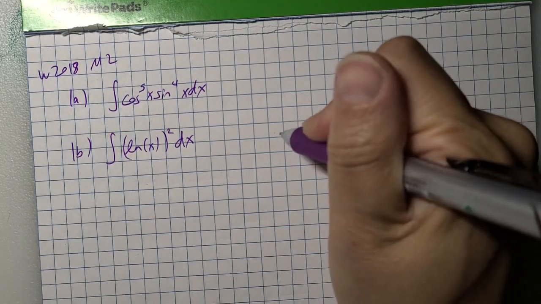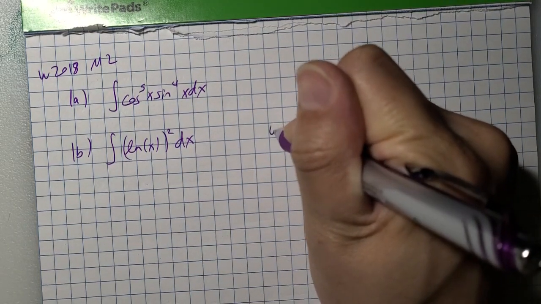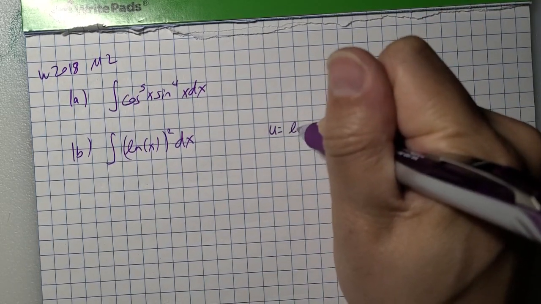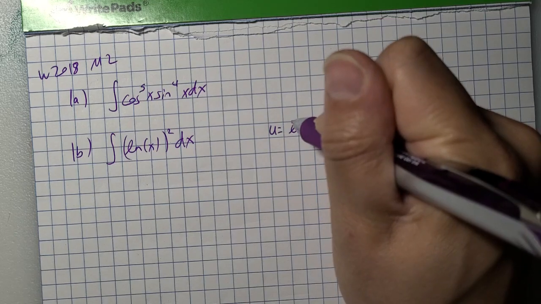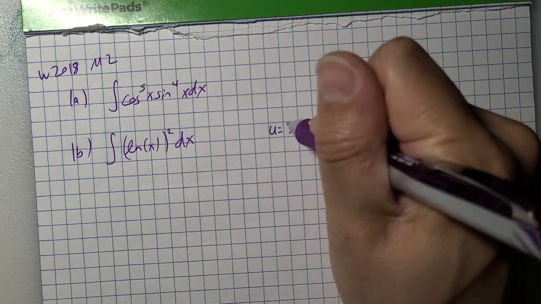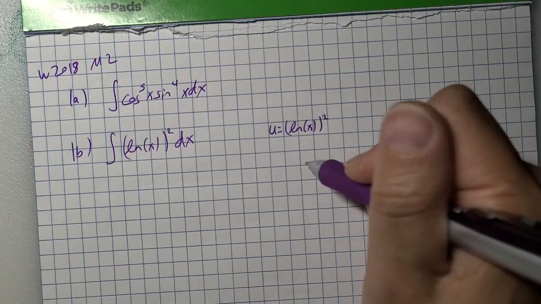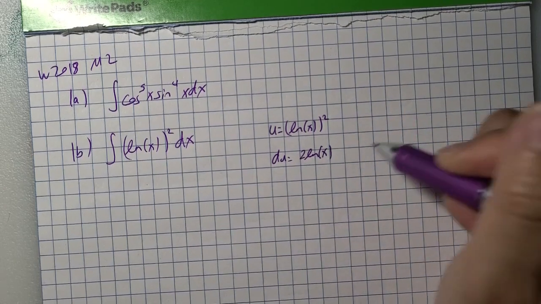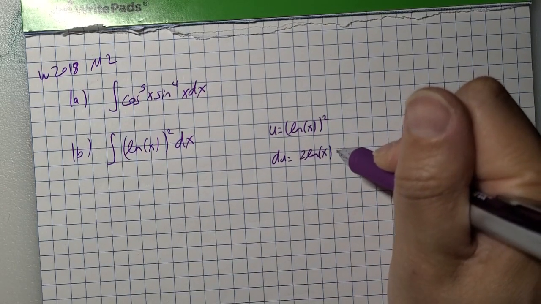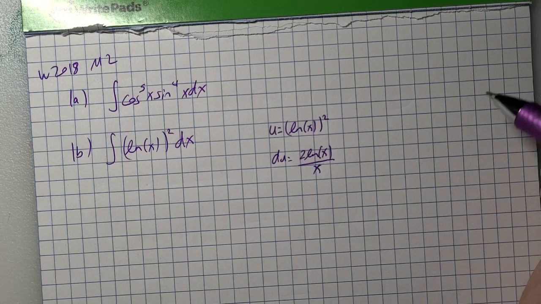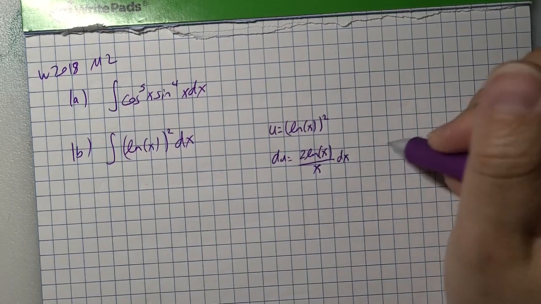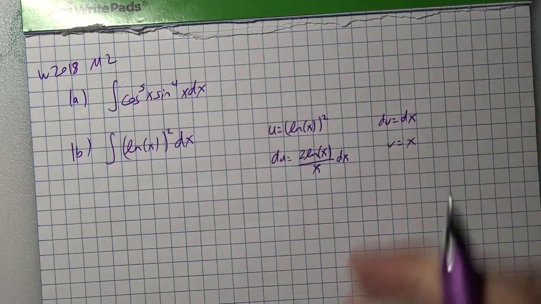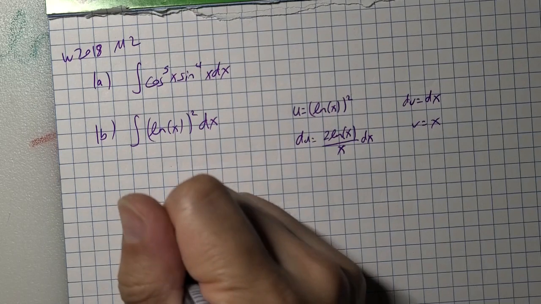Okay, so what happens if we let, this might not be correct, I didn't look at how the key did it, what if we let u be ln of x squared? Du would be 2 ln of x to the first power times the derivative of ln x, which is 1 over x, so that would be du, and then don't forget your dx. dv will just be whatever's left, v is equal to x. Okay, that looks like it can work.